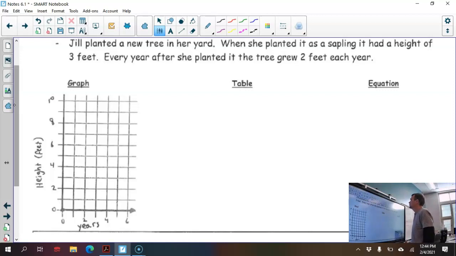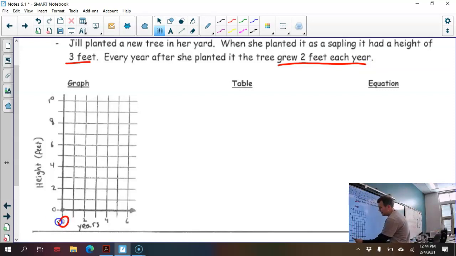It says Jill planted a new tree in her yard. When she planted it as a sapling, it had a height of 3 feet. Every year after she planted it, the tree grew 2 feet each year. So it looks like on my graph, the beginning amount after 0 years, the day she planted it, it has a height of 3. And every year after, it grew 2. So when I get to 1 year, it grew 2 feet, and it's up to 5. And another year, another 2 feet. Another year, another 2 feet. And I am up to that.